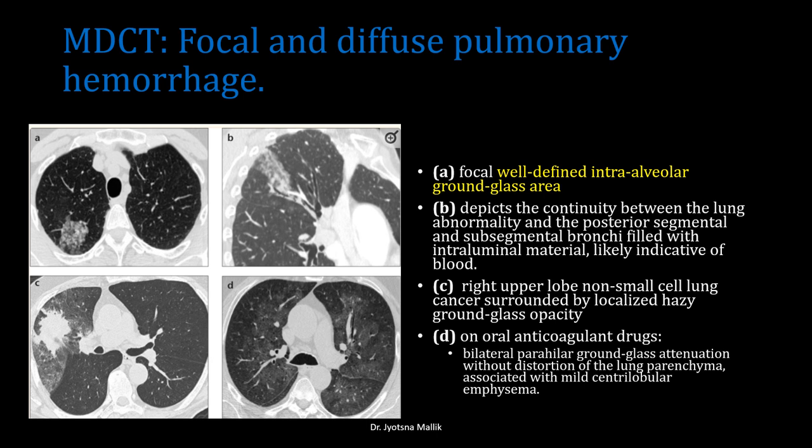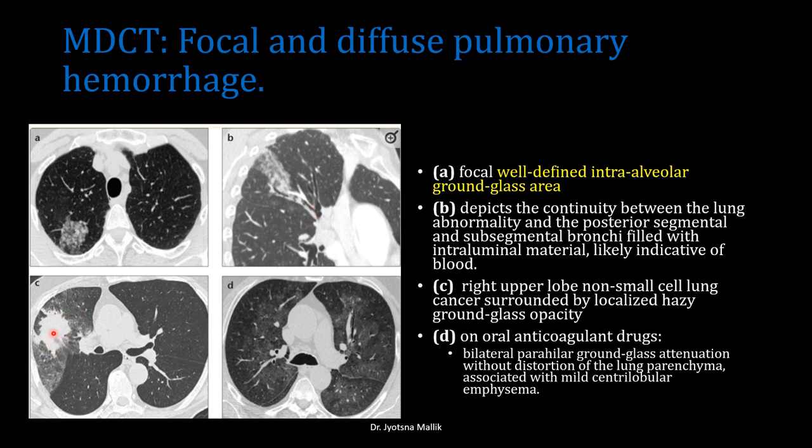Here you can see these are focal and diffuse pulmonary hemorrhage pictures taken through multi-detector CT scan. In CT scan A, you can see a focal intra-alveolar ground glass opacity. Here you can see segmental abnormal lung parenchyma, which is in continuation with the abnormal bronchial lumen. Maybe it is containing blood in the bronchial lumen.